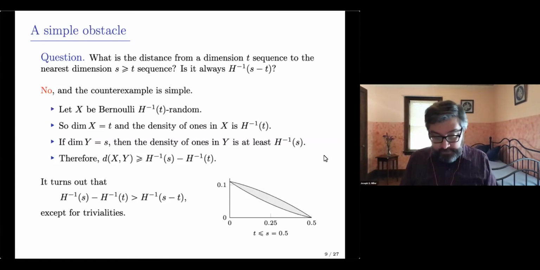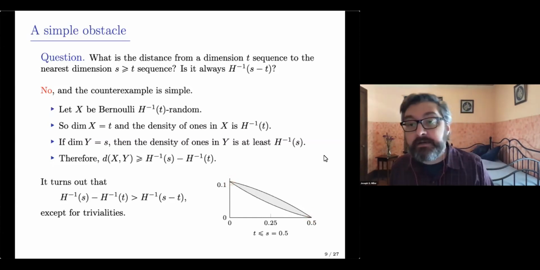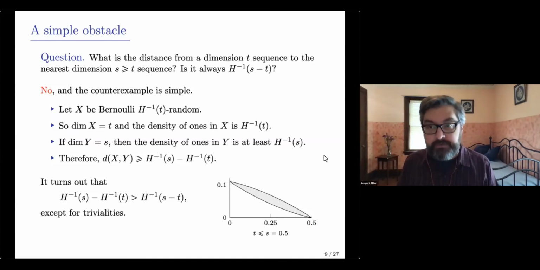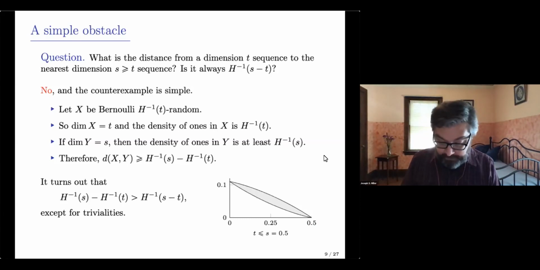Sometimes it's equal. Here I have the picture. I haven't labeled it, but the top function is h inverse of s minus h inverse of t. That's the top function here. The bottom function is the other one, h inverse of s minus t. And you'll notice that the only times that they can even be equal are when t is 0 or when t is s. This is graphed for s equal to 1/2, but it's the same for any other value. So t is 0, t is s, those are the only times that you get equality.